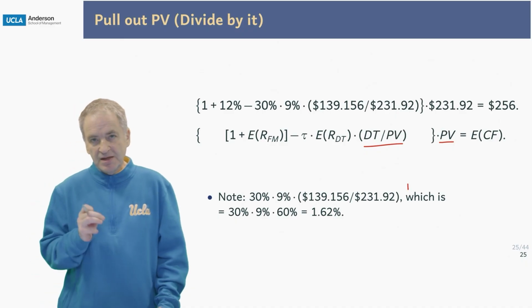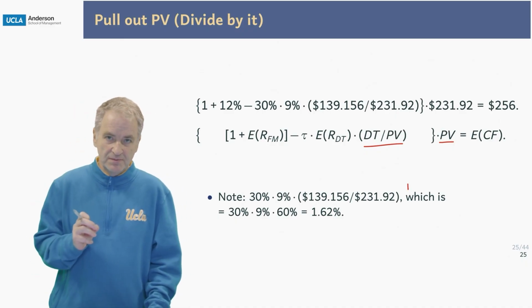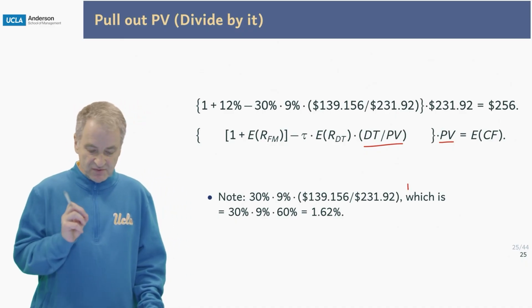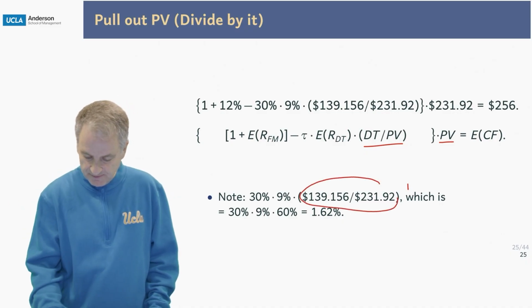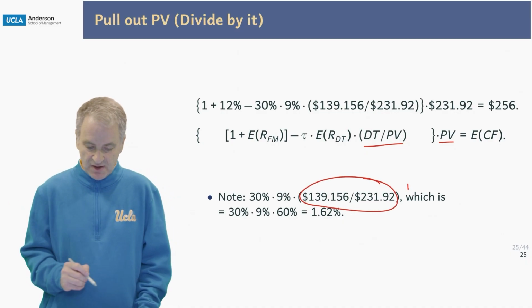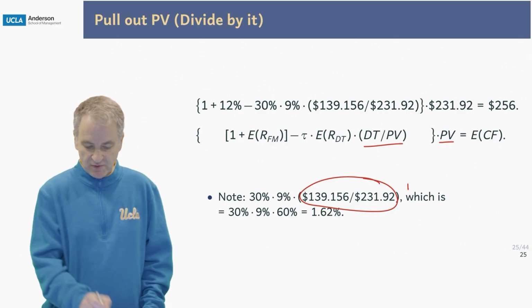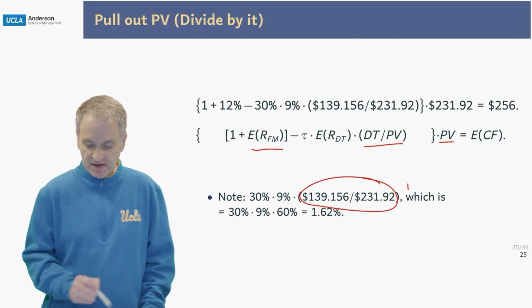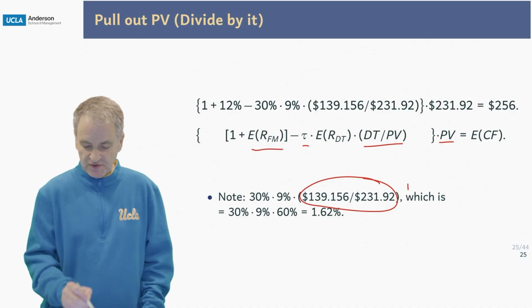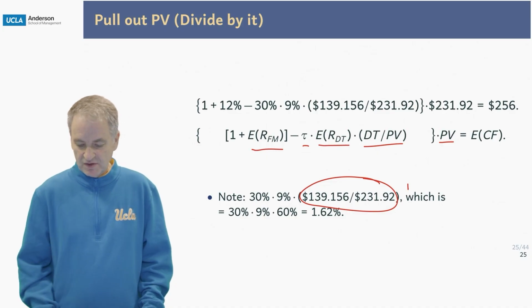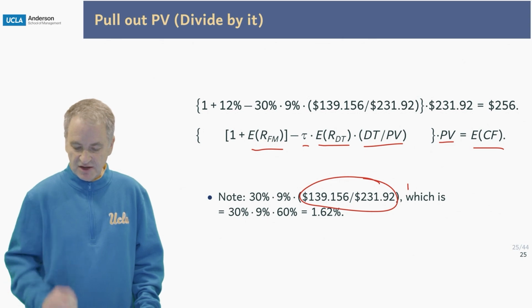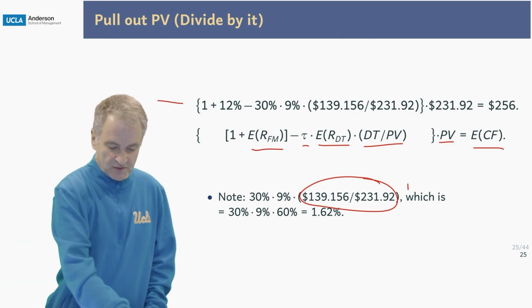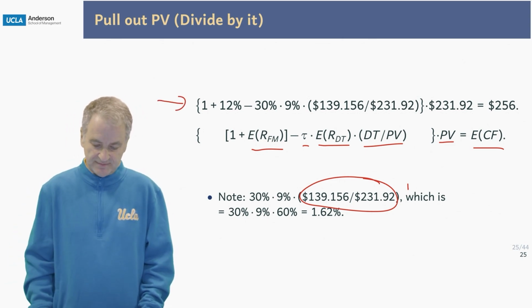Now, debt divided by present value, that's really the debt ratio of the firm. That's this number here. Okay. The other numbers we already know. This one was 12%. We have the tax rate of 30%. We have the expected rate of return on debt of 9%, and we have the expected cash flow of 256. All of those numbers are, of course, here as well.